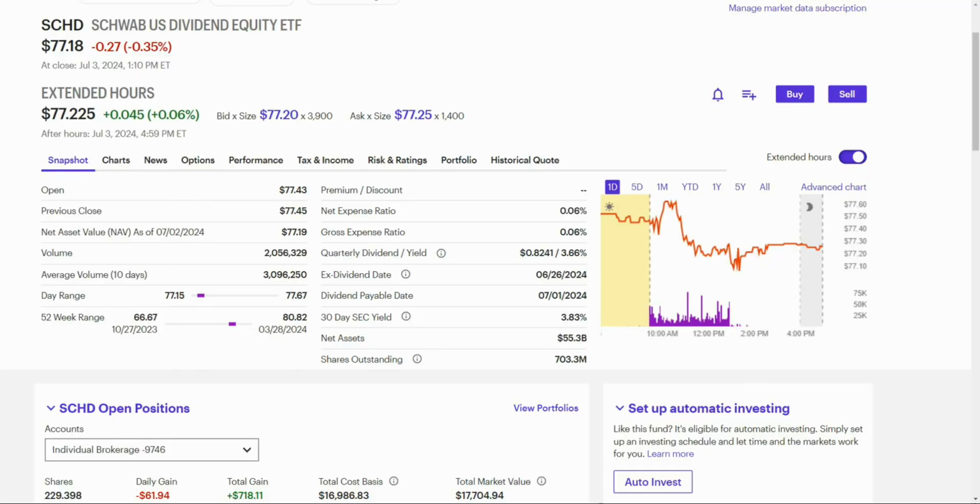So I hope that does give you a good overview of this ETF, why it is so popular among dividend investors, and why it is a great ETF to hold as a core of your portfolio, or also a complement with other ETFs as a whole.